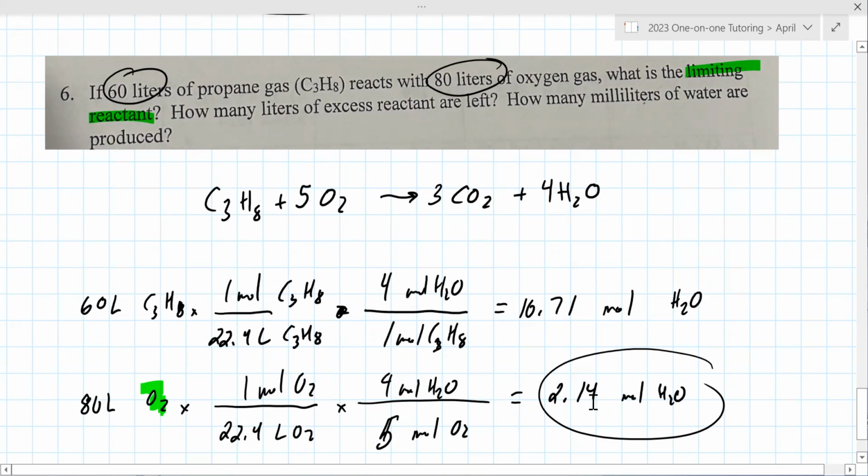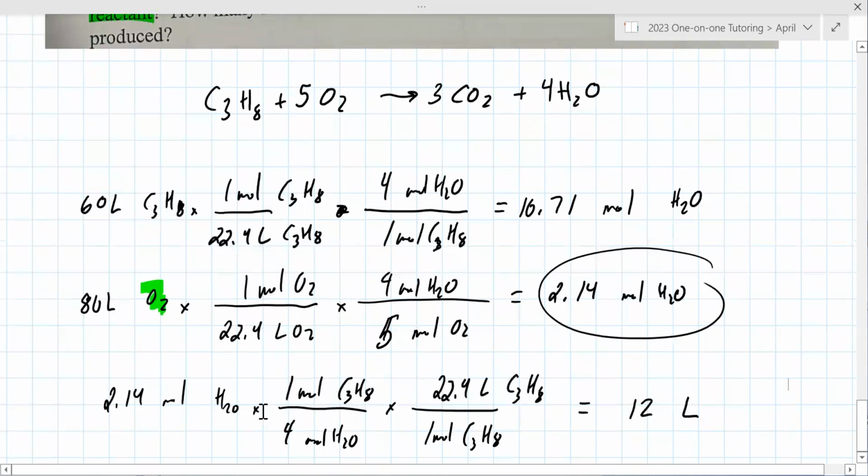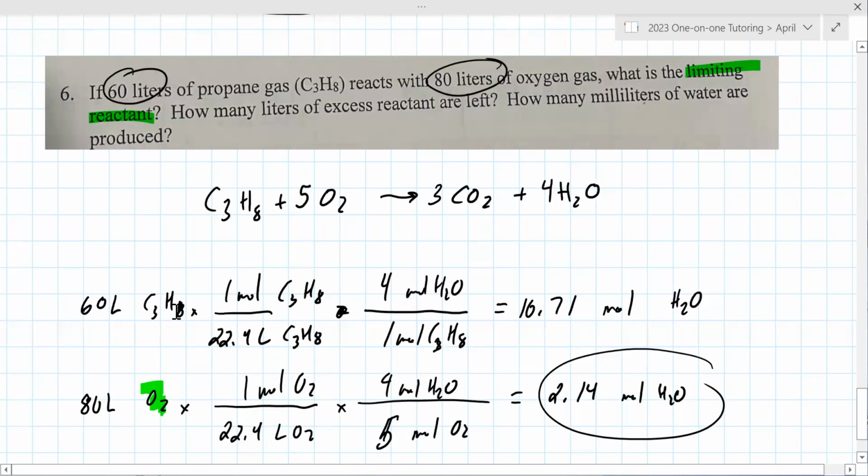We say, okay, you make 2.14 moles of water. And then you say, well, how much C3H8 did I actually need? And that's where we're going backwards here with the mole conversion. And then you say, okay, well, I only needed 12 liters. Like if you put 12 up here, you will get 2.14 here, is the point. And that's why this is such a powerful method, because it's supposed to be consistent whether you go one way or the other. And since you only needed 12 liters, 60 minus 12 is 48 liters, which is the excess reactant.